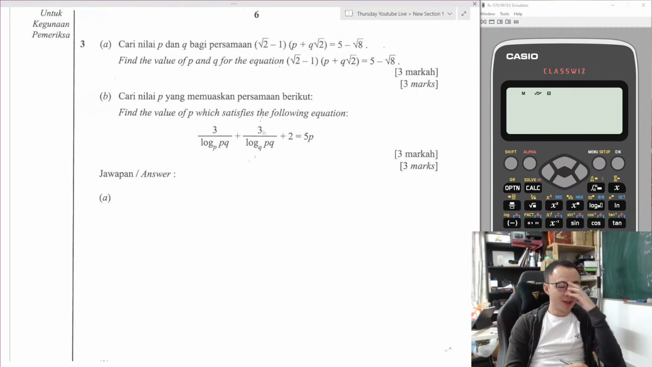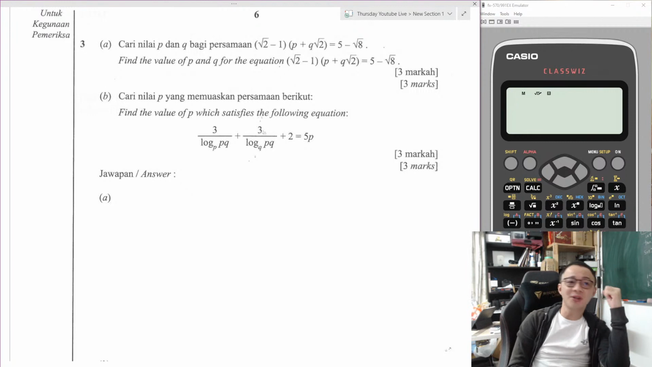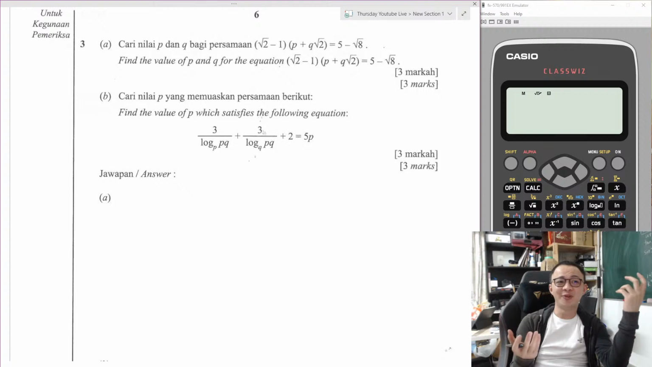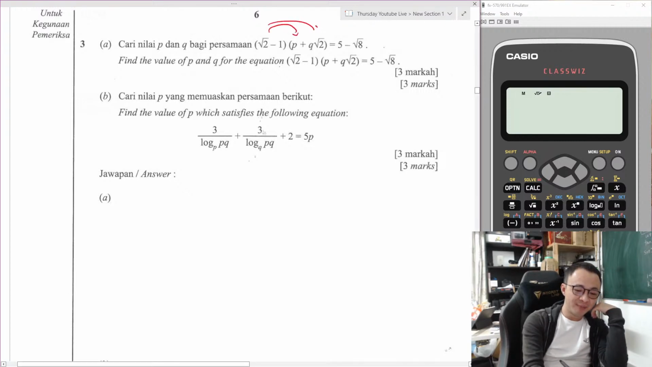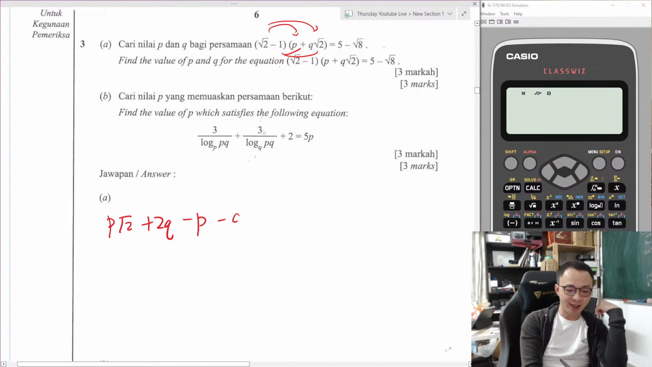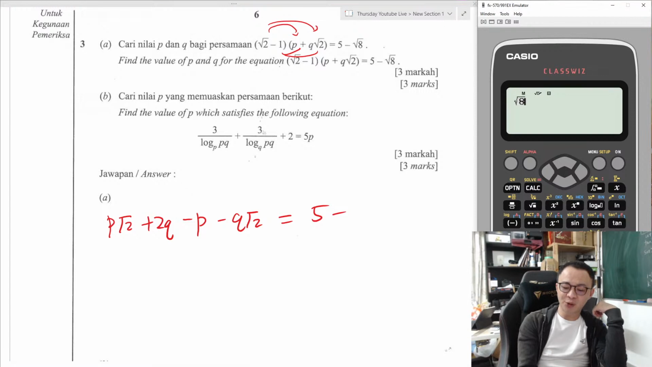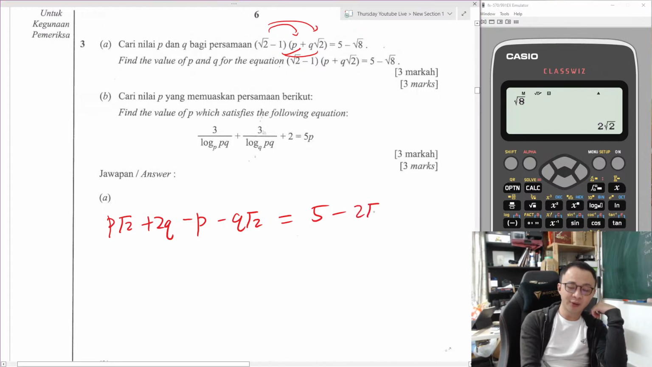Number 3. Okay, this one is the third question. For the third question, normally what we do is compare both sides. After we compare both sides, we form 2 equations and then we do simultaneous equations. So I will just expand as normal. Multiply root 2 into both of them, I get p root 2. And then root 2 multiplied by q root 2, I will get 2q. And then multiply negative 1 for both of them. Again, negative p minus q root 2 equals 5 minus. Root a is basically 2 root 2 now, right? So you just change it to 2 root 2.